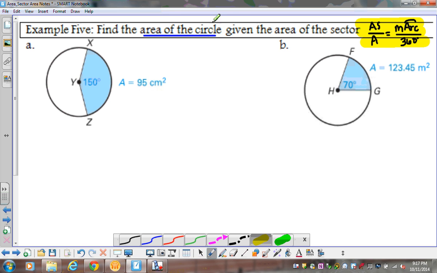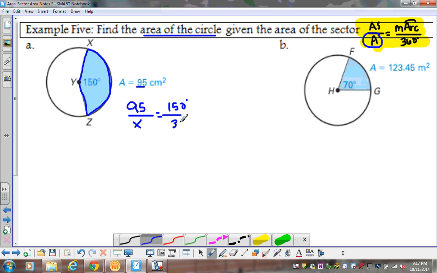So in this case, I'm looking for the area of my circle, which is down here in the denominator. So it's this piece right here. They're telling me that the area of this particular sector, this piece of pie, is 95 centimeters squared. So that's going in my numerator. Because I'm looking for the area of the circle, I can just call that x, or you could call it a. If they were looking for my radius, I would use pi r squared in the denominator. The measure of my arc for this shaded region is 150 degrees.